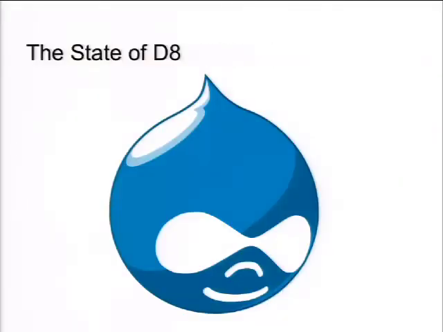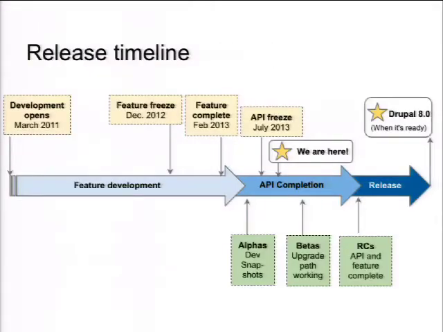So let's talk about the state of Drupal 8. I want to blow through this, Dries already talked about it. Feature development began in March of 2011. We had a feature freeze in December of 2012. Then there was a period where, even though we weren't accepting new features, we were polishing up the existing features, and that lasted until February of 2013. Then we had a period between then and API freeze to rejigger things and clean things up. We entered API freeze in July 2013, and now we're in a phase of the release called API completion.